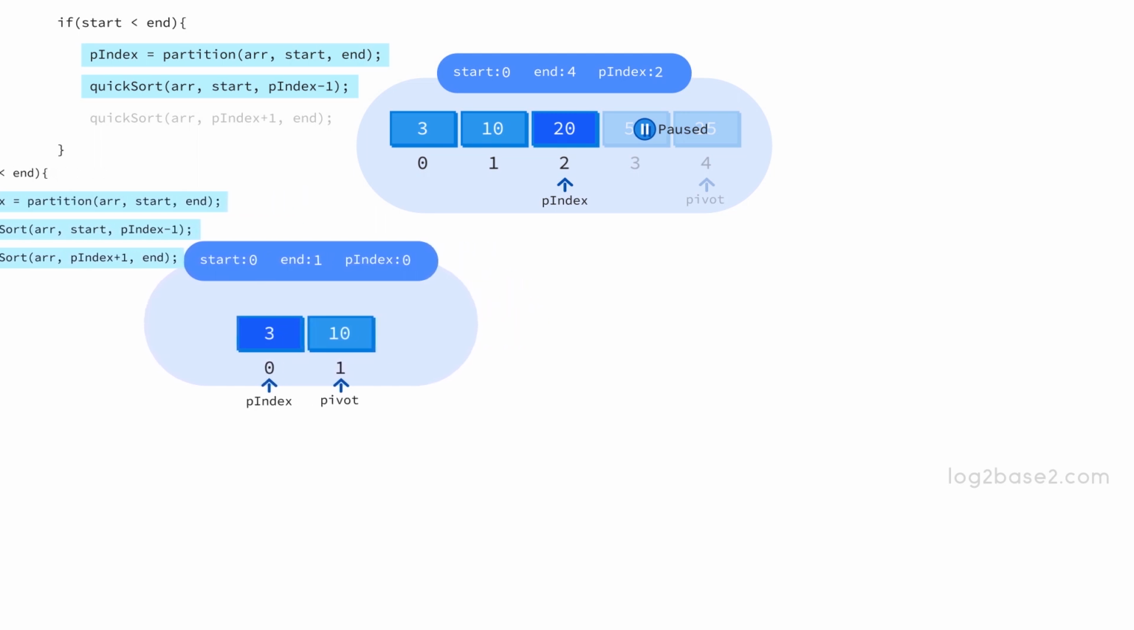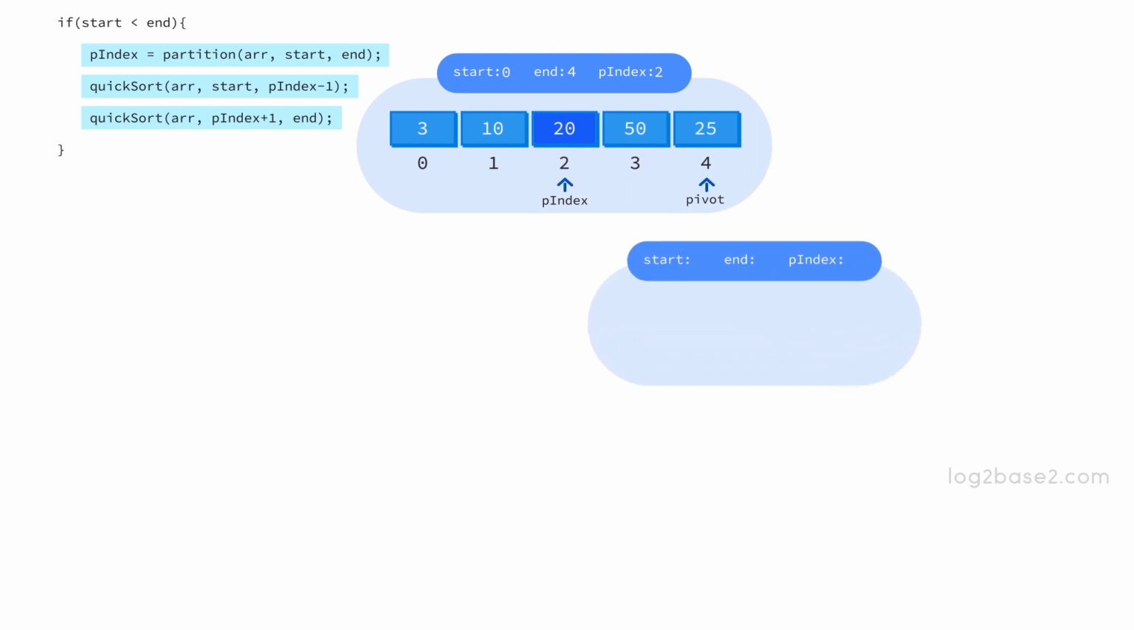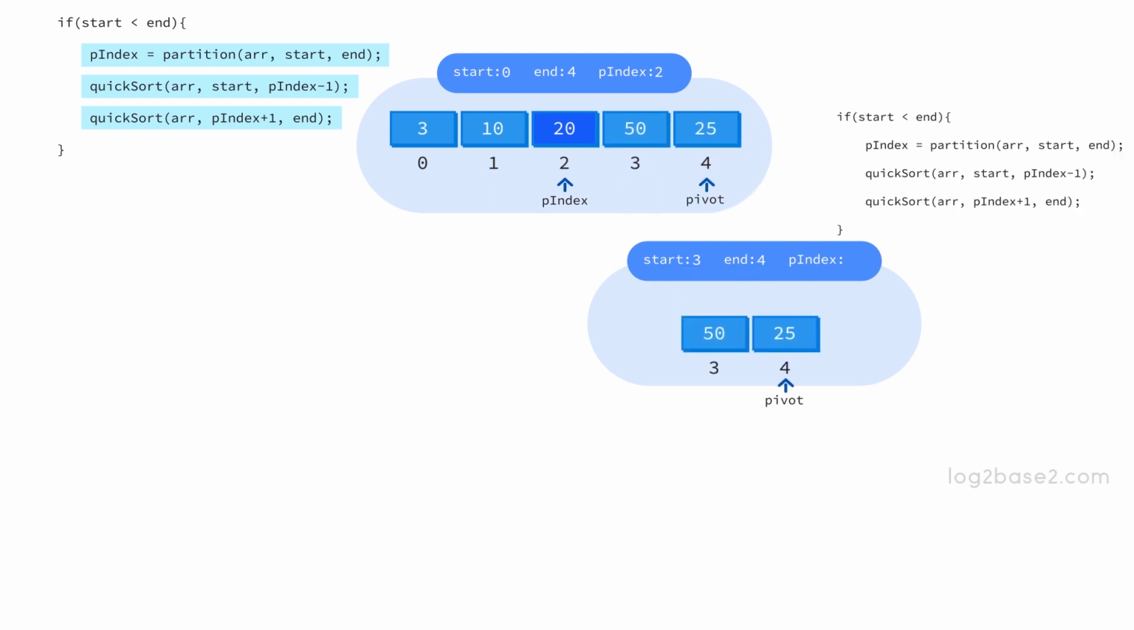So control will reach the main quicksort function. Here, the first recursive call has finished its task. So now the second recursive call starts its execution. So quicksort of ARR, p index plus 1, end will be executed now. And here, start is equal to p index plus 1 and p index equal to 2. So start equal to 2 plus 1, that is 3, and end is equal to 4. And the last element 25 at index 4 will be taken as the pivot element.